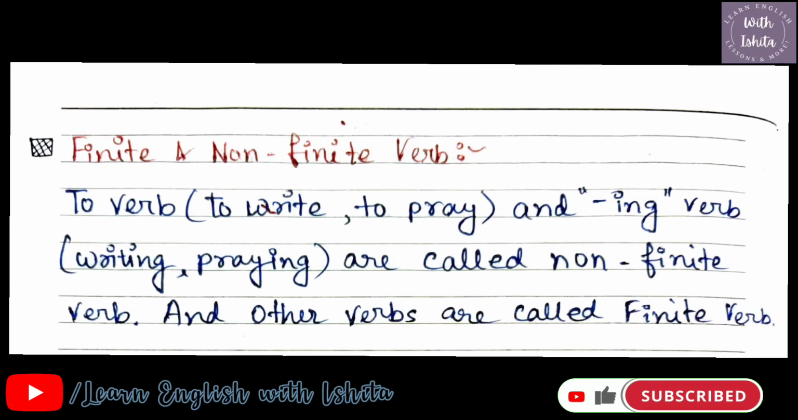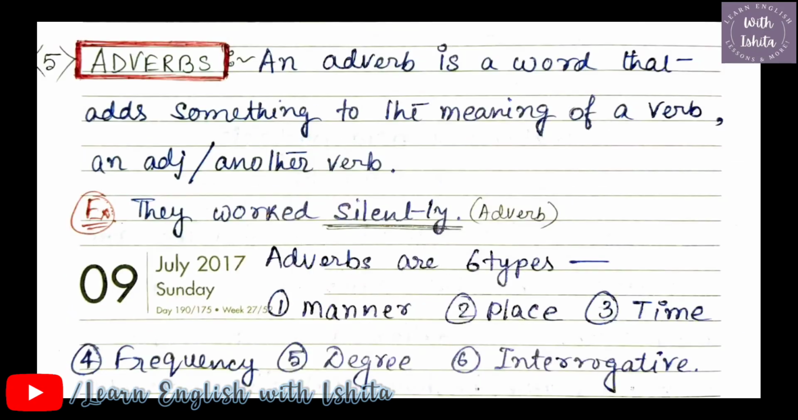Now we will talk about adverbs. So what are adverbs? An adverb is a word that adds something to the meaning of a verb, an adjective, or another adverb. For example, "They walked silently." In this sentence, "silently" is the adverb.